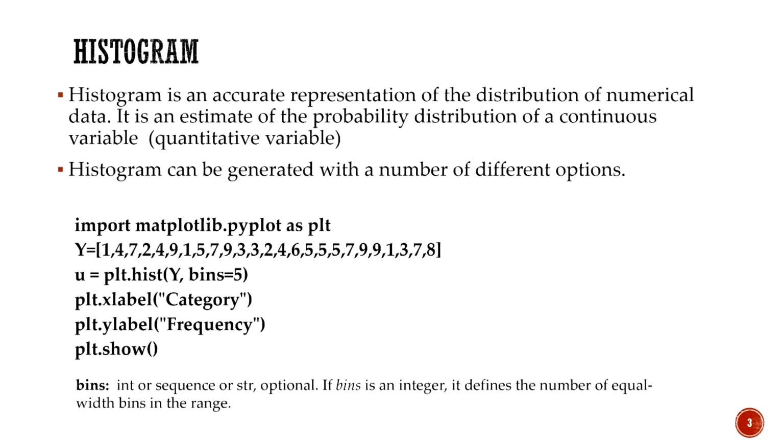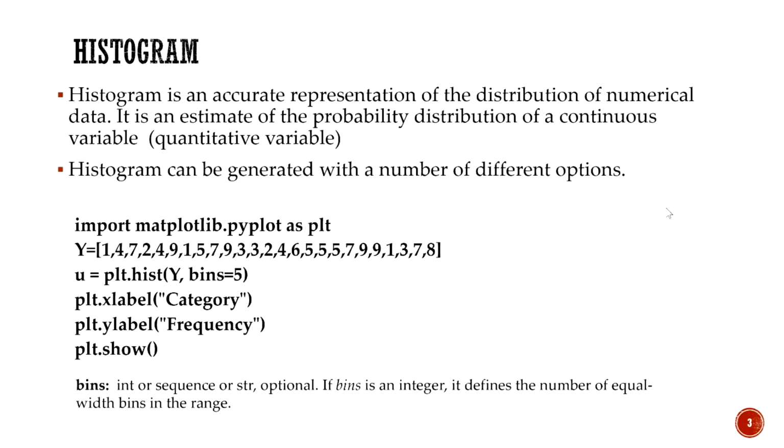But in this lecture, we want to work with histograms. Histograms are single variable charts that show the frequency or density of the values in each range. We can use a histogram as an accurate representation of the distribution of numerical data. You might remember from statistics, if we want to find an empirical distribution, first we look at the histogram. So it is an estimate of the probability distribution of a continuous or quantitative variable.